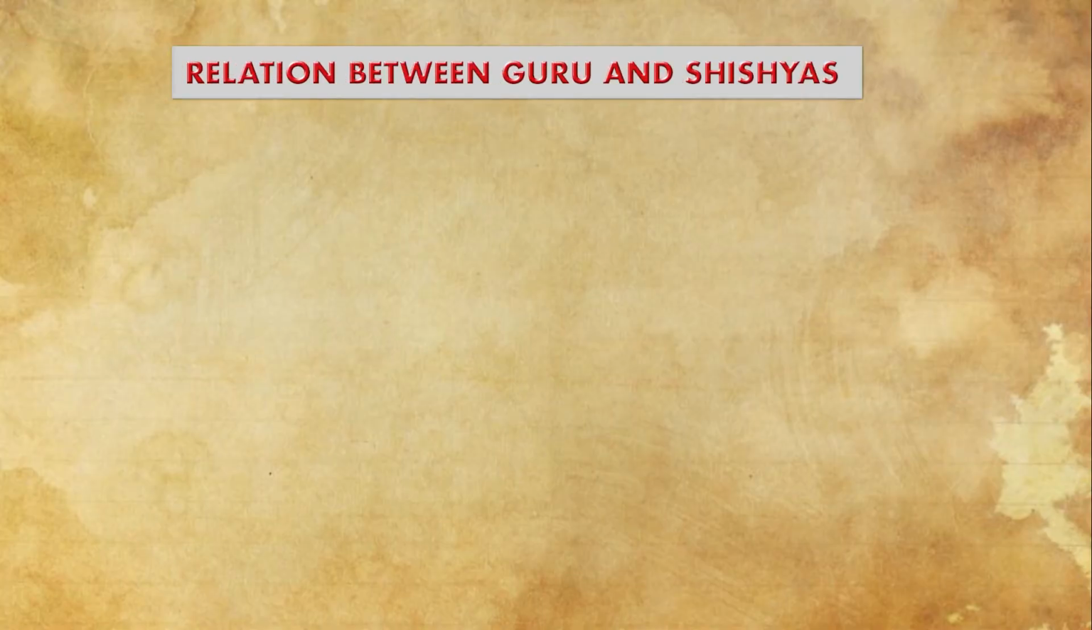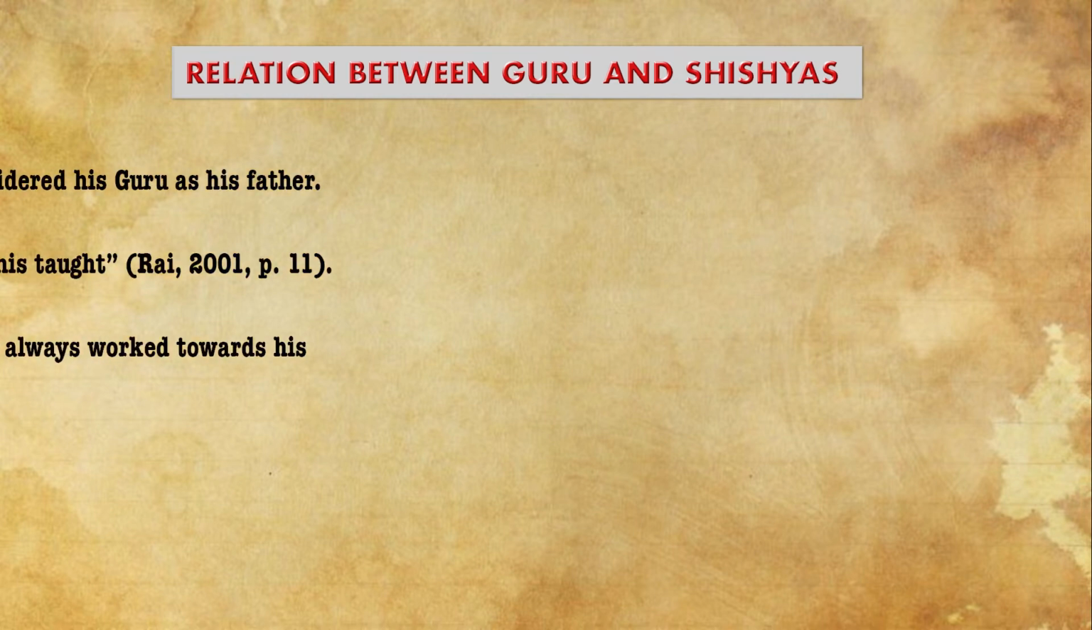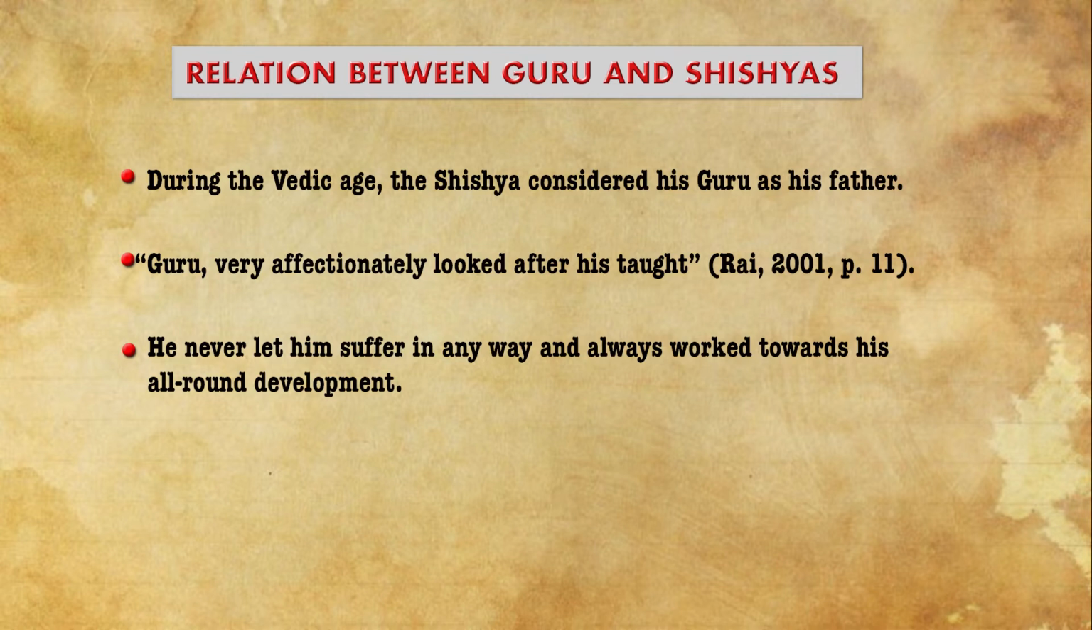The student's main duty was to study. He learnt and attended to the instructions of the Guru very gently. Thus, we can say in Gurukul, he spent the life of an ideal student, which was simple, well disciplined, and well regulated. So, we can see the relationship between the Guru and the Shishya. The Guru very affectionately looked after his taught. The Guru was seen as a fatherly figure for the Shishya. He never let him suffer in any way, and he always worked towards the all-round development of his Shishya.